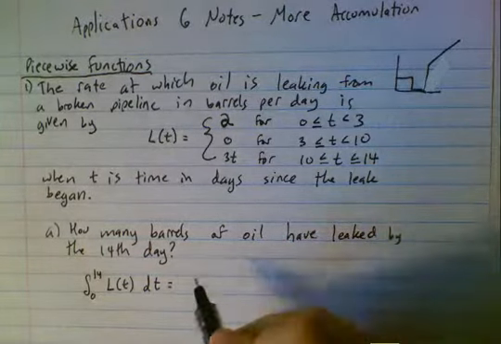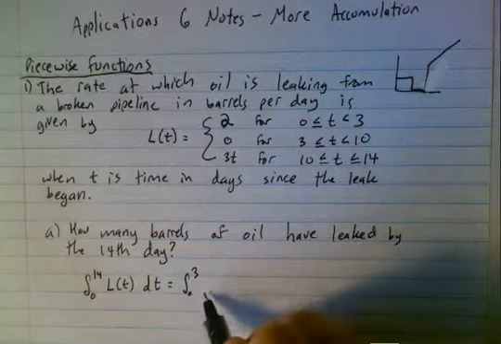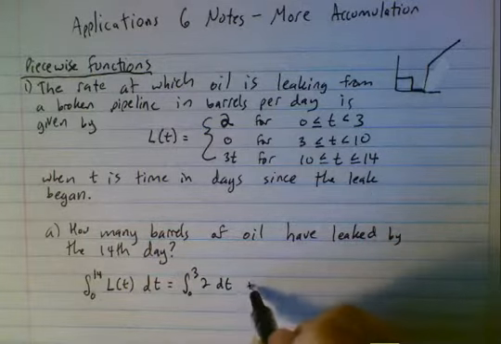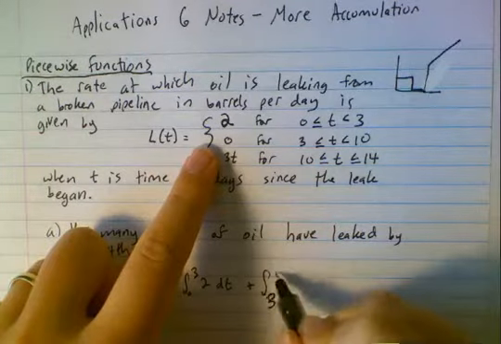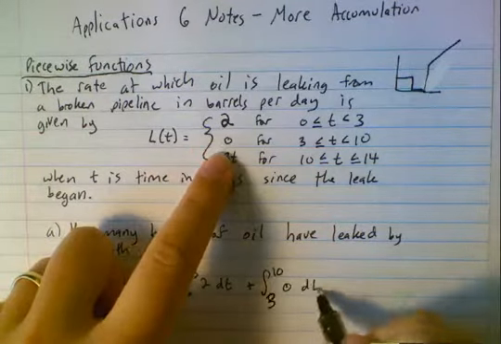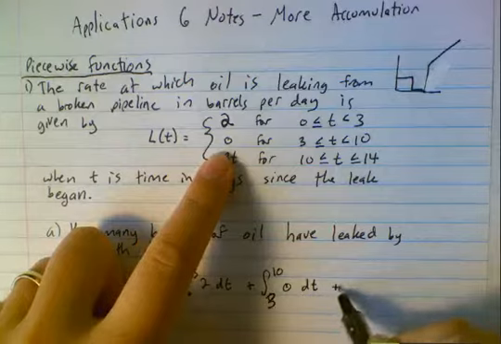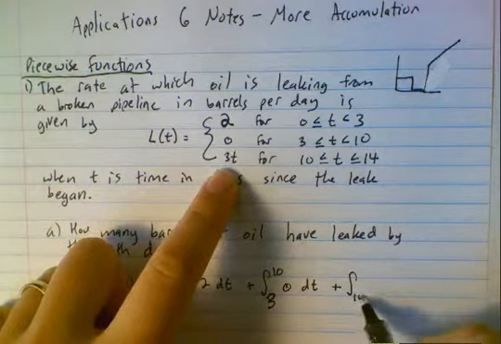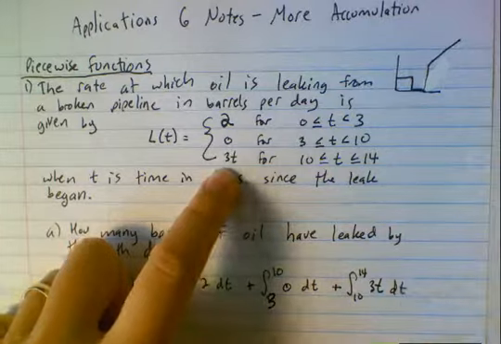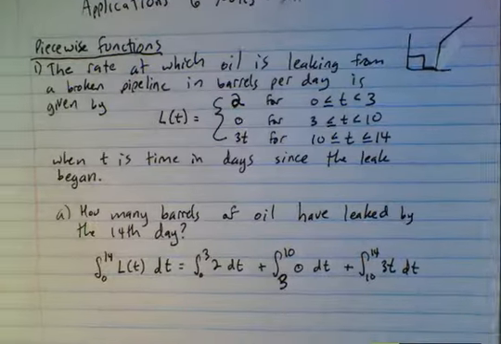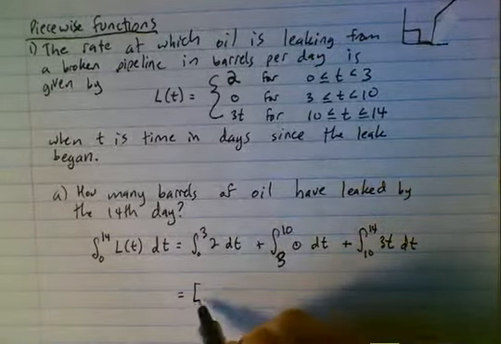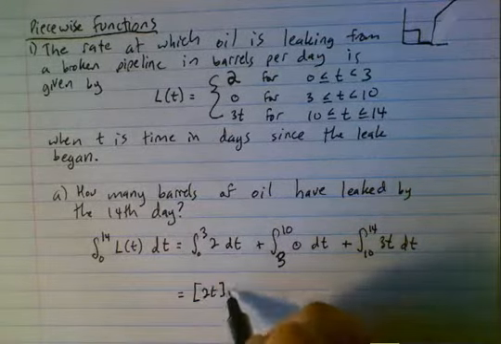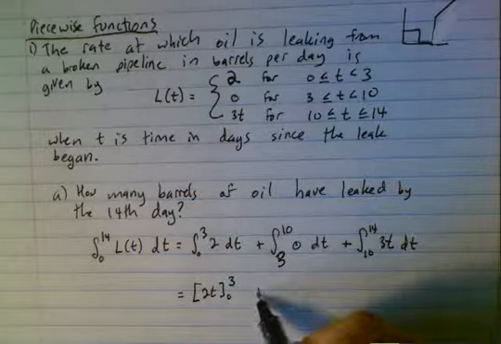And we've got one piece defined from 0 to 3. We've got one piece defined from 3 to 10. And we've got one piece defined from 10 to 14. So all we need to do is do each of those. You can either do it by hand or with a calculator.